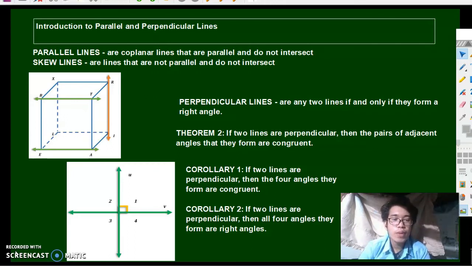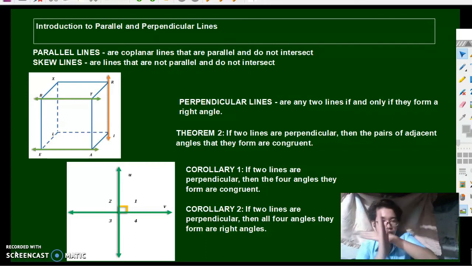Moving forward, we have the perpendicular lines. Perpendicular lines are any two lines if and only if they form a right angle. When you hear the word perpendicular, those two lines have to create a right angle or some right angles. On theorem 2, if two lines are perpendicular, then the pairs of adjacent angles that they form are congruent.